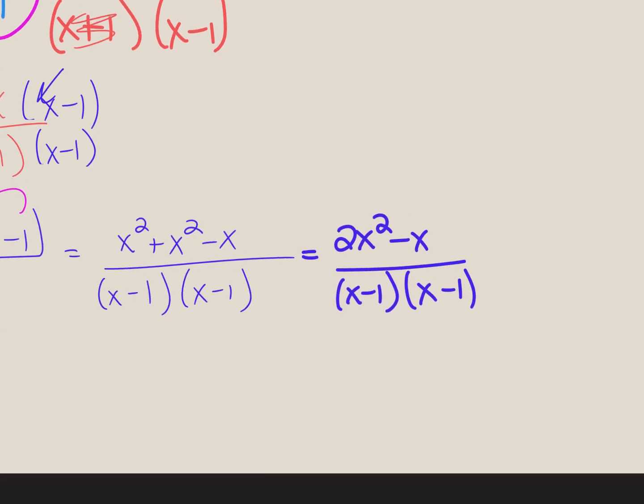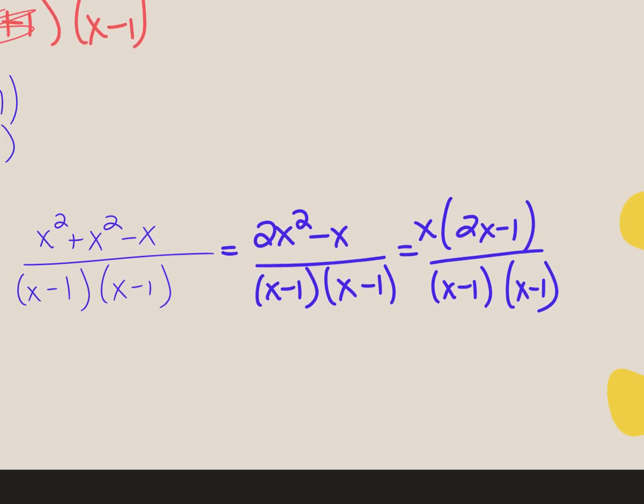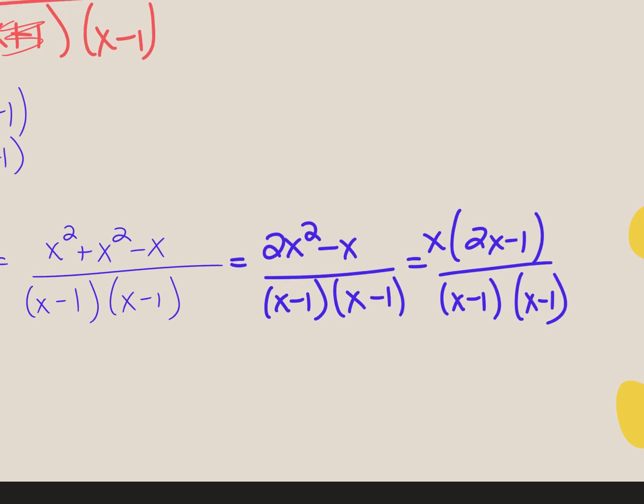Now, some of you are going to ask, do I have to simplify more? Personally, I would. What can I take out of the numerator? An x. So 2x minus 1 over (x minus 1)(x minus 1). Again, I'm going to talk to Ms. Fernandez and Ms. Corey and see how they want it. I think you should factor as much as you can to make sure you're not missing anything that you could cancel.